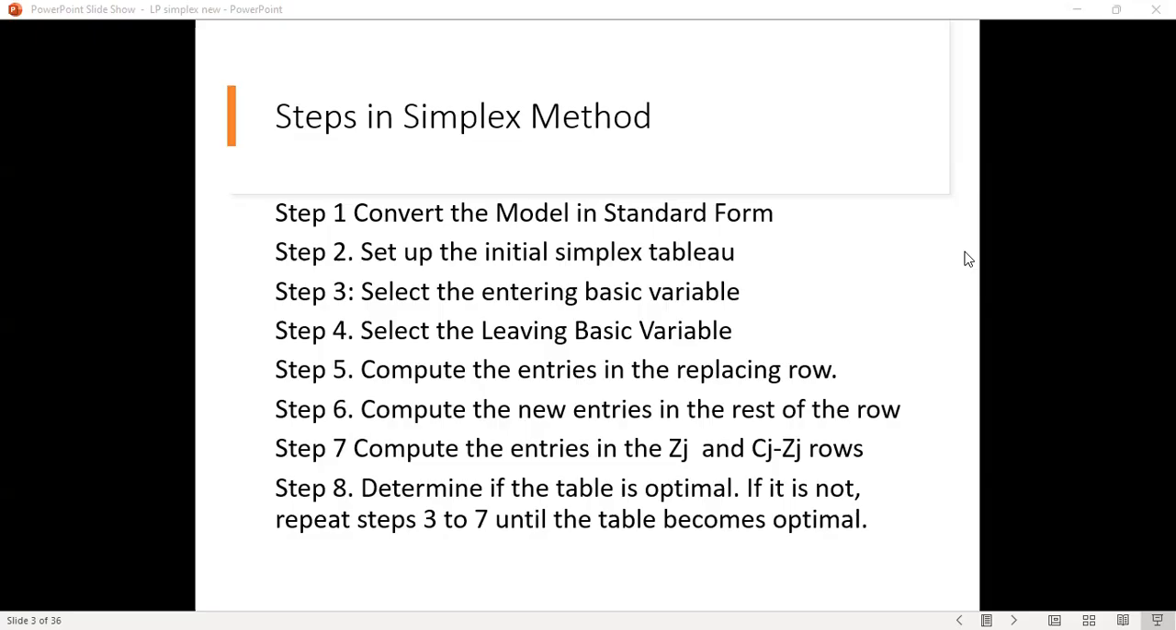And then the next step would be to set up the table. Then in preparation for the next table, you select the entering variable and the leaving variable, you compute the entries in the replacing row, then you compute the new entries in the remaining rows, and then the last two rows, which are the Zj and Cj minus Zj rows. Then step 8 is to check if the table that you constructed is already optimal. If it's not, you go back to step 3, and you continue the process until you come up with the optimal solution.